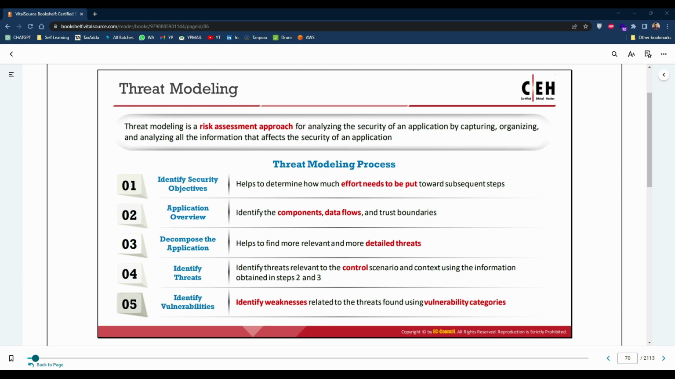which you can have a look into. The first is identify security objective, which helps determine how much effort needs to be put towards the subsequent steps. The second is application overview, where you will identify the components, data flows and trust boundaries as well. The third is decompose the application, which helps you find more relevant and more detailed threats. Then fourth is identify threats, where you will identify threats relevant to the control scenario and context using the information obtained in steps 2 and 3. Again, you will identify the weaknesses related to the threats found using the vulnerability categories, and that is the fifth process, known as identify vulnerabilities. So that is all about threat modeling.